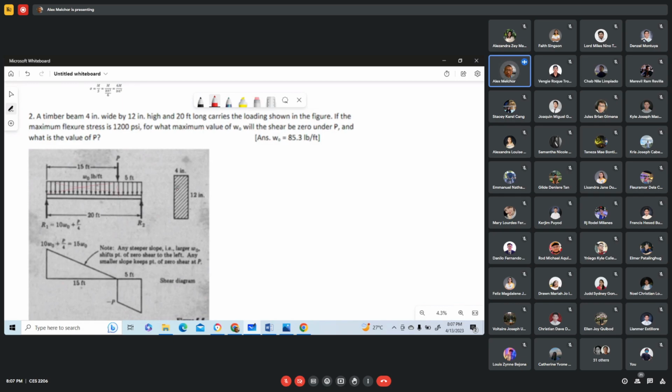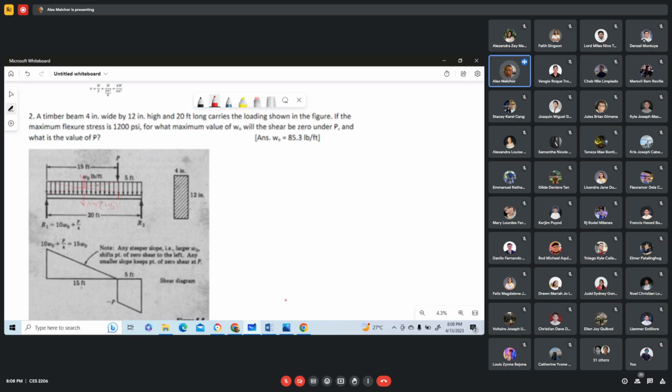Consider this part here to the left. We have this resultant force, which is equal to 15 multiplied by W sub O. So 10 W sub O plus P over 4 minus 15 W sub O is equal to 0.